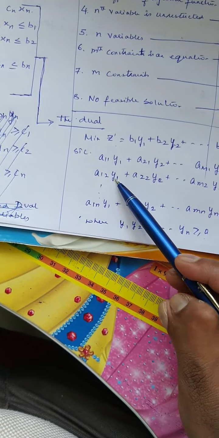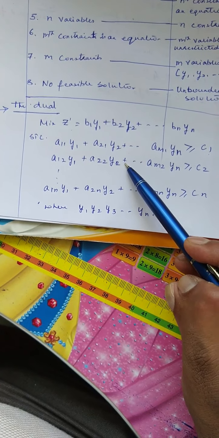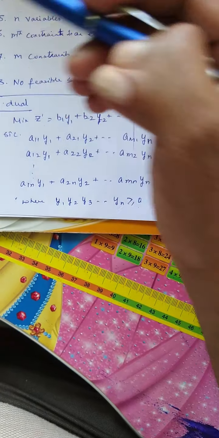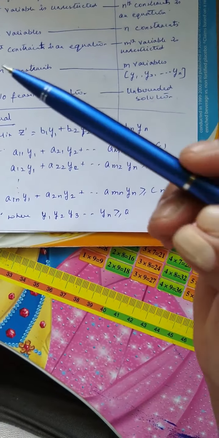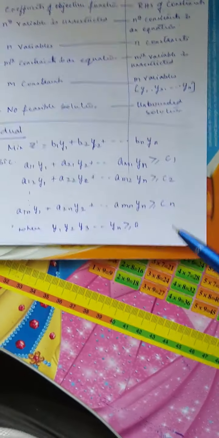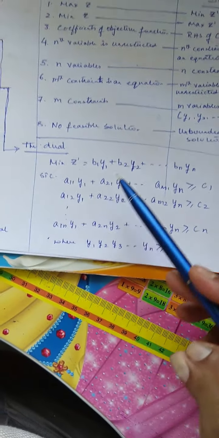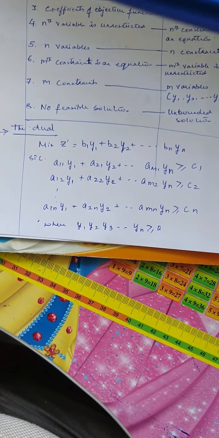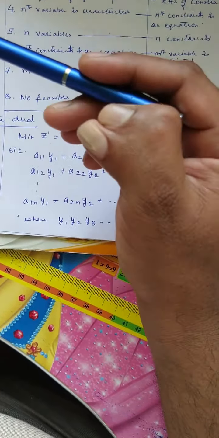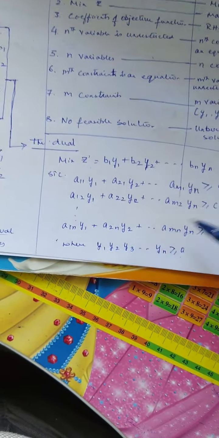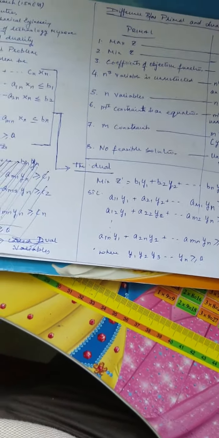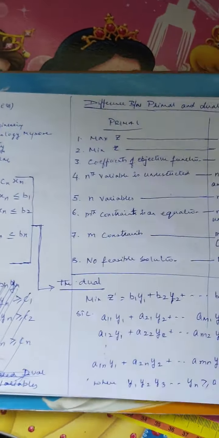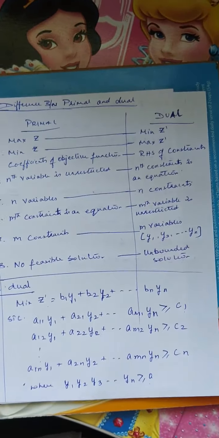Similarly, a12 y1 plus a22 y2 plus etc. up to am2 ym is all greater than or equal to c2, which is the coefficient of the variable x2 in the primal problem. Similarly, going on, you can arrive at the constraints by using the constraints and the system of equations that we have in the primal, and we can reformulate the problem, which will be called the dual of the problem.